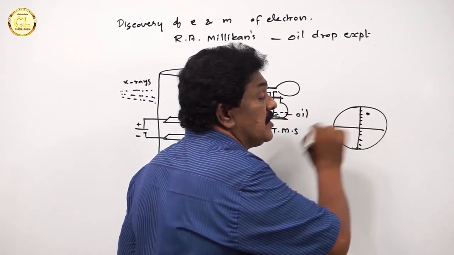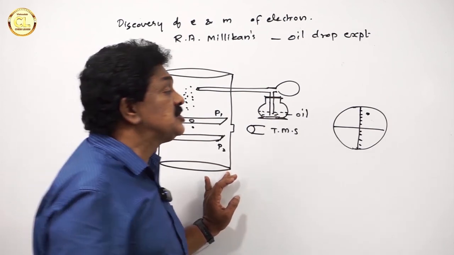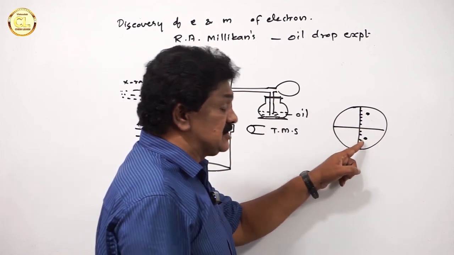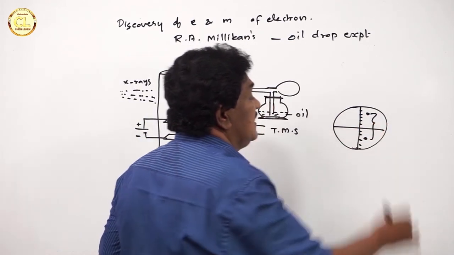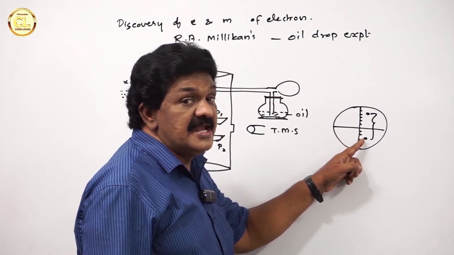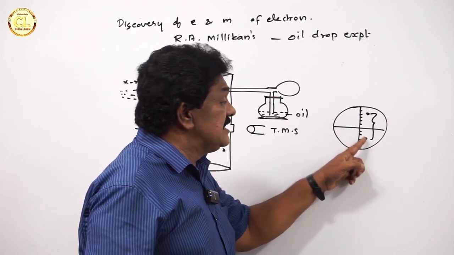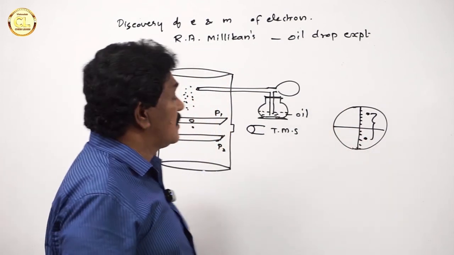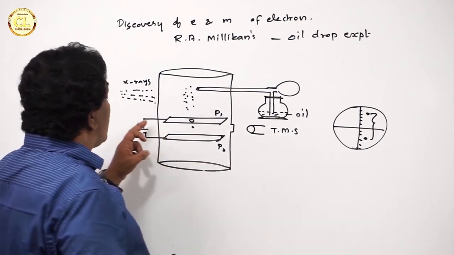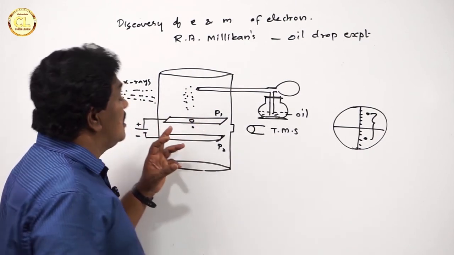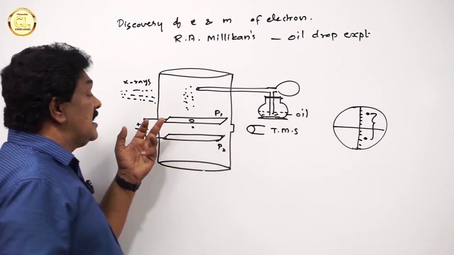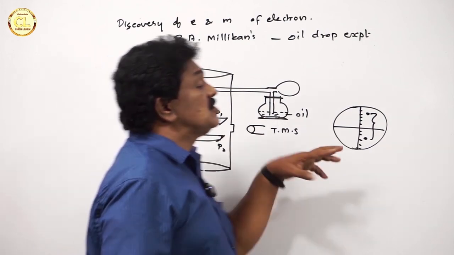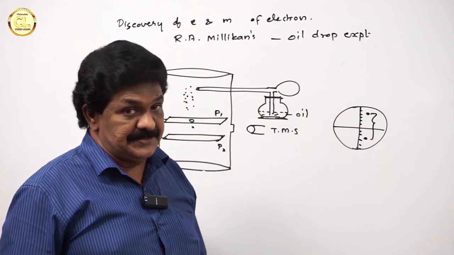Now, by switching on a stopwatch, the time taken by the oil droplet to travel from this place to this place is noted. This is the distance traveled and the time is noted. So knowing the distance traveled and time, it is possible to calculate the downward velocity. Now, the plates are electrically charged so that the oil droplet will move upward against gravity. The upward velocity is also determined in a similar manner.